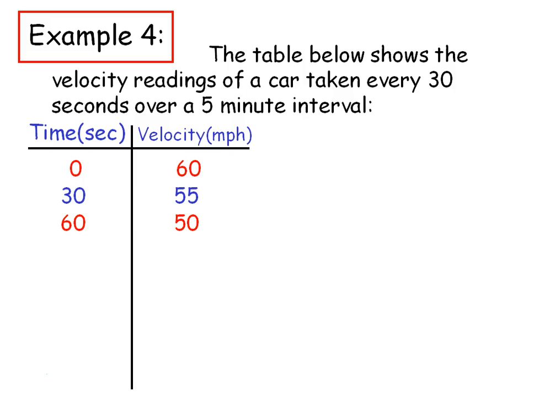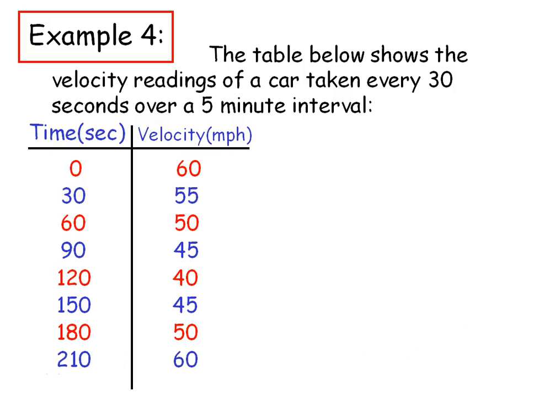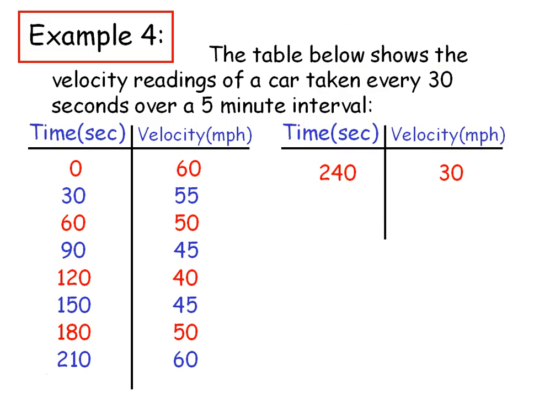At 60 seconds, the car is going 50 miles per hour. At 90 seconds, 45 miles per hour. After 120 seconds, the car is traveling 40 miles per hour. So as you can see, it's getting slower. After 150 seconds, the car is traveling 45 miles per hour. After 180 seconds, it's going 50 miles per hour. 210 seconds, it's going 60 miles per hour. After 240 seconds, the car is traveling 30 miles per hour. And after 270 seconds, the car is only traveling 40 miles per hour.